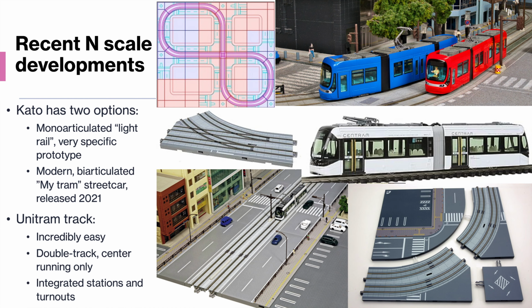Interestingly, Kato also has a track option that it calls Unitram, which is a snap together, ready-to-run system of track, which does make it very, very easy now to model streetcars in N-scale, but unfortunately it does have one very serious flaw, is that the track runs down the middle of the roads, not the edges of the roads like what is much more common in North America. So again, in order to model a system prototypically, it would actually be a lot more work.